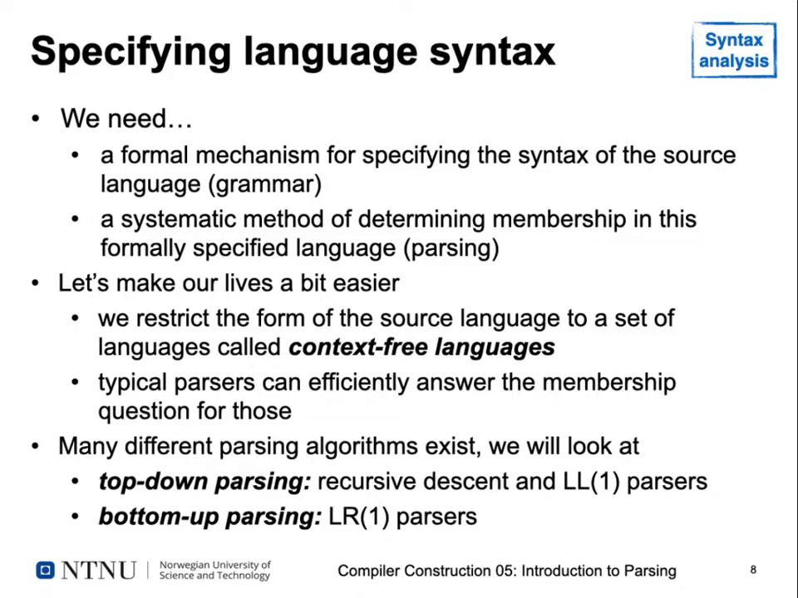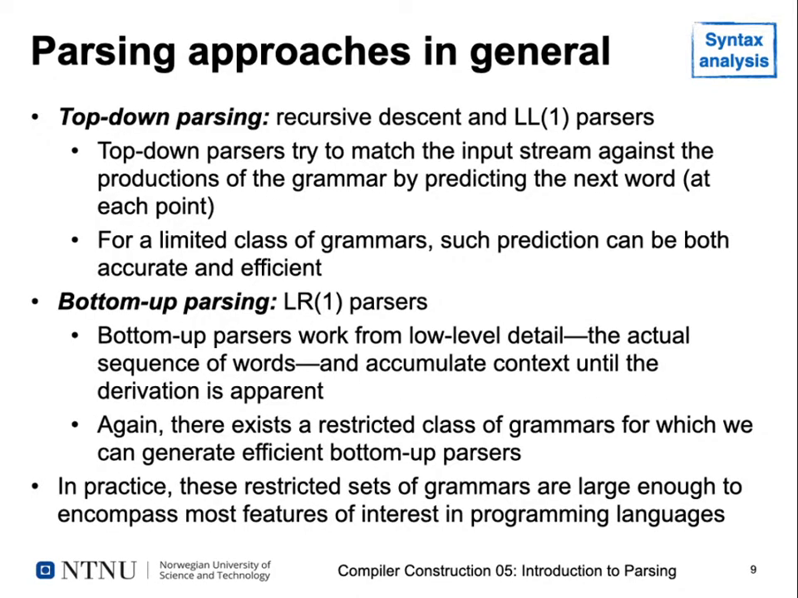One of the typical representatives of bottom-up parsers is an LR1 parser. You don't need to understand right now what LL and LR mean. We'll go into detail on this a bit later in this lecture. So let's look at these two classes of parsing first. Top-down parsing: as we've seen, recursive descent and LL1 parsers are members of the class of top-down parsers.